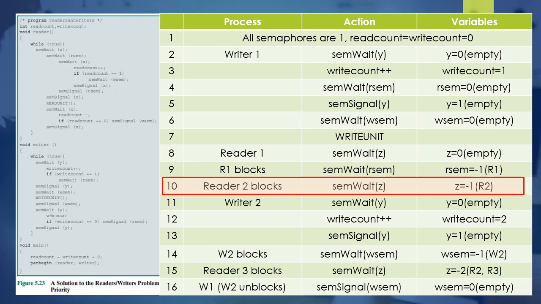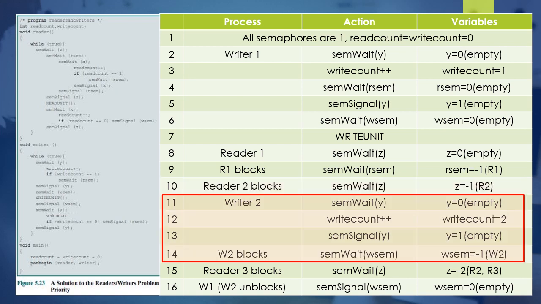Reader 2 comes into the system, does a wait on Z. Z becomes -1. Reader 2 blocks in the queue of Z. Writer 1 is writing on the file. Reader 1 is waiting in the queue of RSEM. Reader 2 is waiting in the queue of Z.